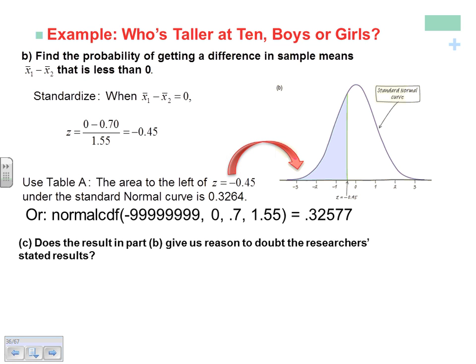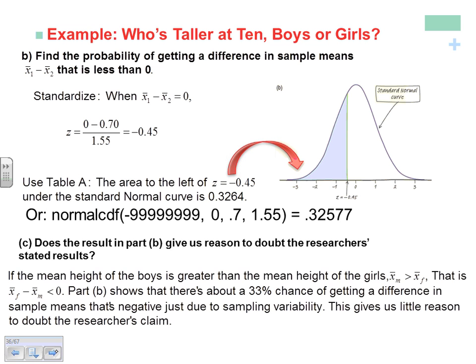Does the result in part B give us reason to doubt the researcher's stated results? If the mean height of the boys is greater than the mean height of the girls, then the girls minus the boys would be smaller than 0, or the boys minus the girls would be greater than 0. However you'd like to set that up, it's up to you. Part B shows that there's about a 33% chance of getting a difference in sample means that's negative just due to sampling variability. So that could happen. A 33% chance is fairly large, so this gives us a little reason to doubt the researcher's claim.